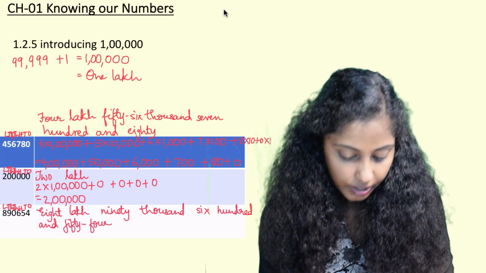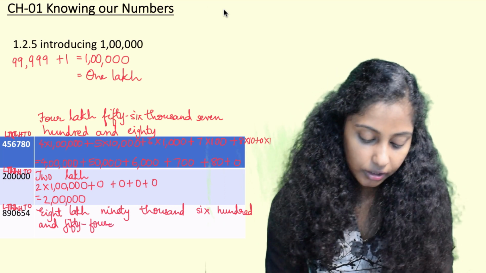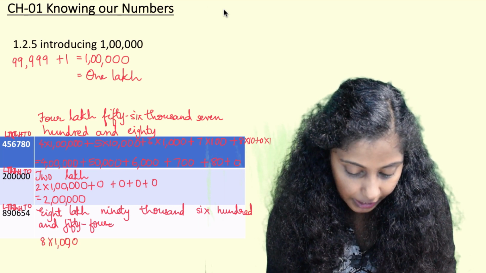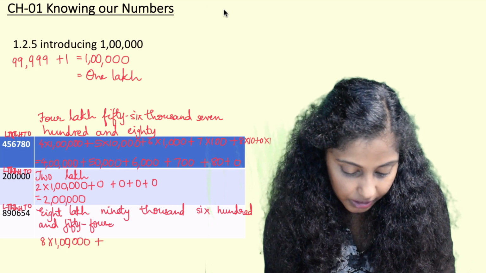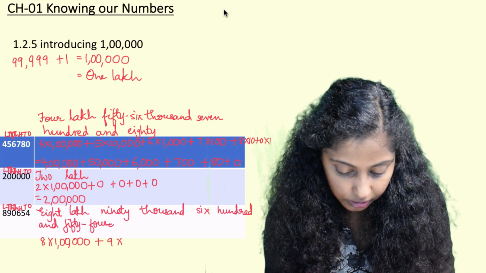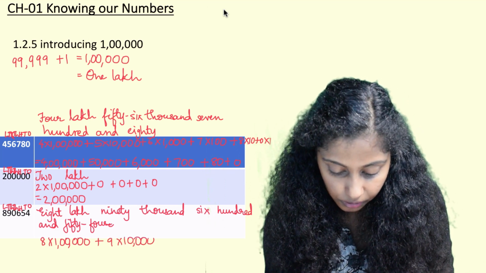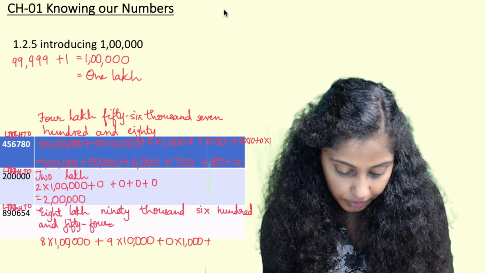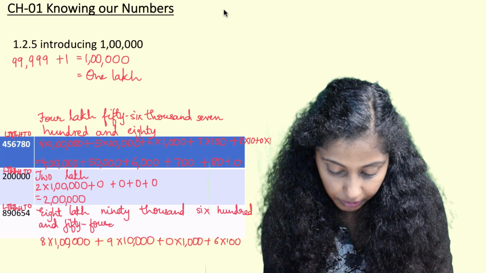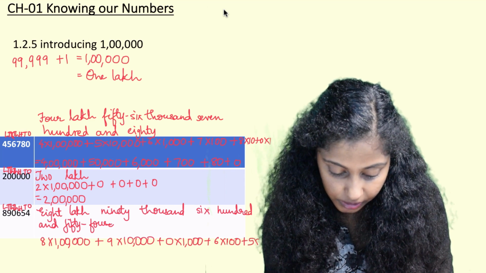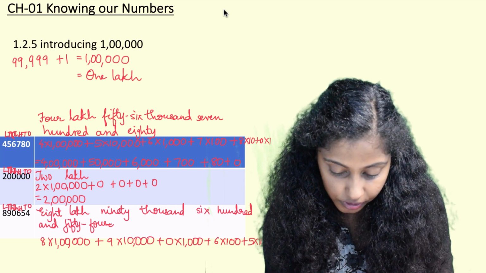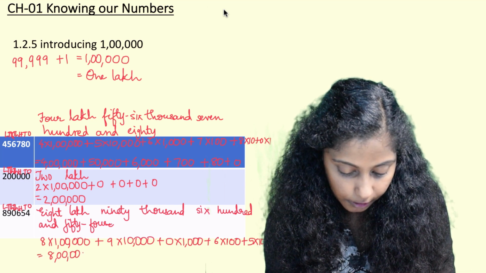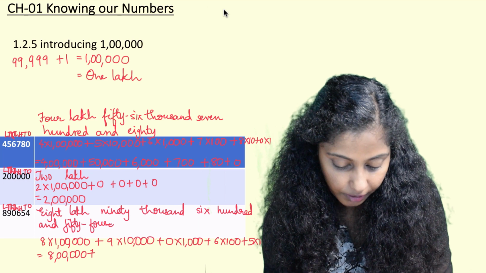654. And if we have to write the place values, 8 is in lakhs place, so 8 multiplied by 1 lakh, plus 9 is in 10,000 place, 9 into 10,000, 0 into 1,000, plus 6 is in hundreds place, 6 multiplied by 100, 5 is in tens place, and 4 is in ones place. 8 multiplied by 1 lakh is 8 lakh. Any number multiplied by 1 is same.